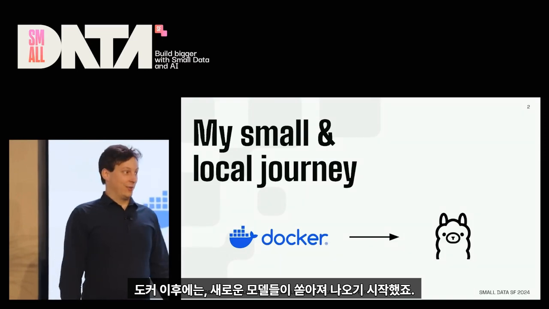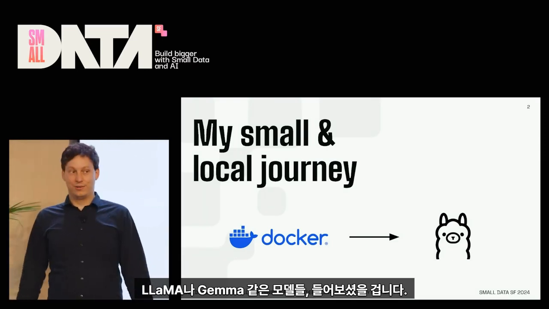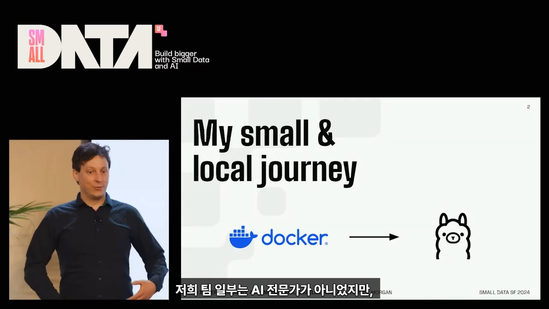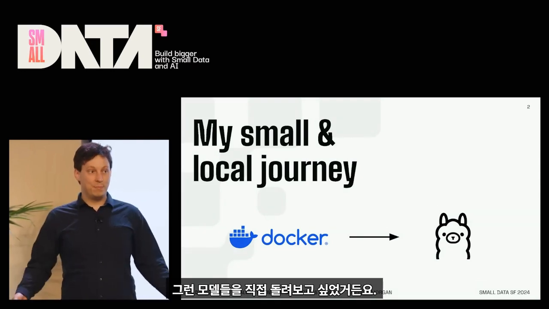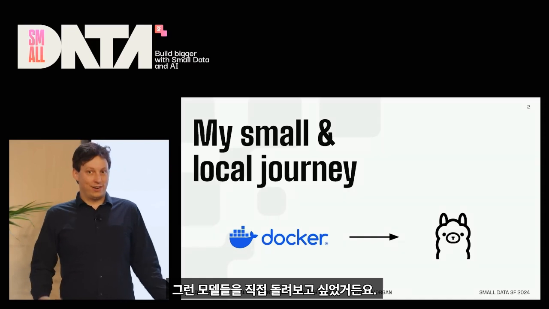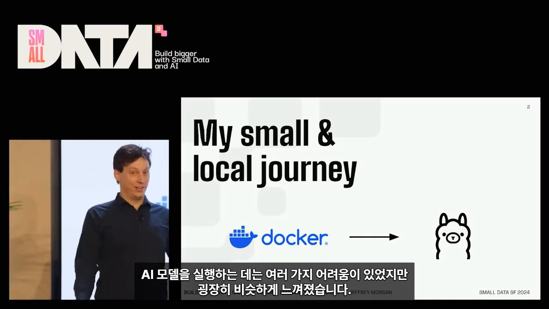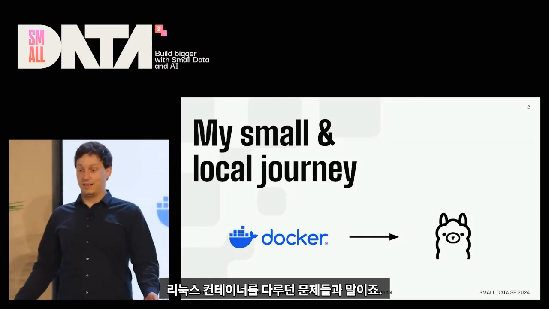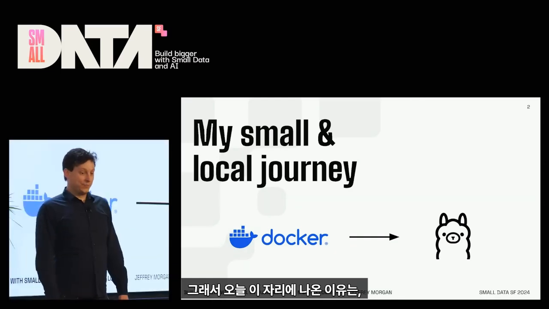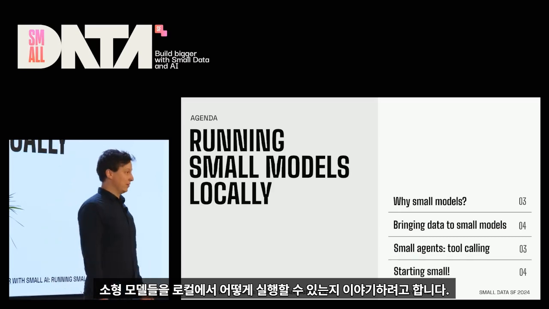After Docker, these new models were coming out. You may have heard of them, like Llama or Gemma. And we realized that we weren't AI experts, some of us on the team, but we really wanted to run these models. And there's a lot of problems with running AI models that felt very similar to running these Linux containers. And so I'm here to talk a little bit about these small models and how to run them locally.